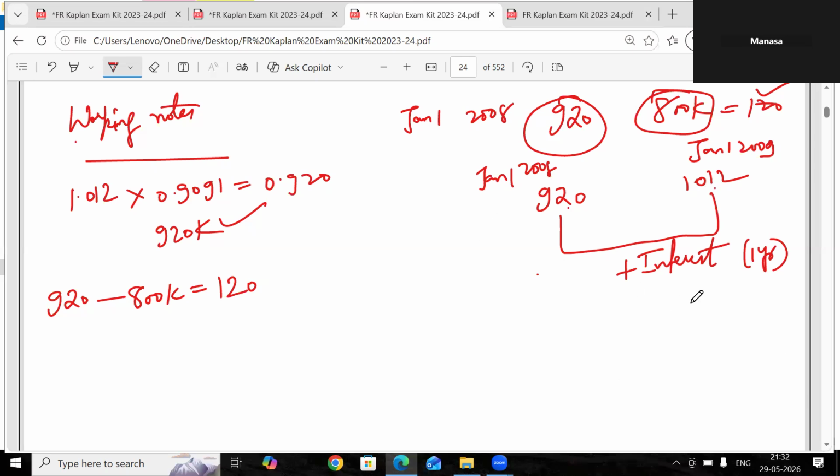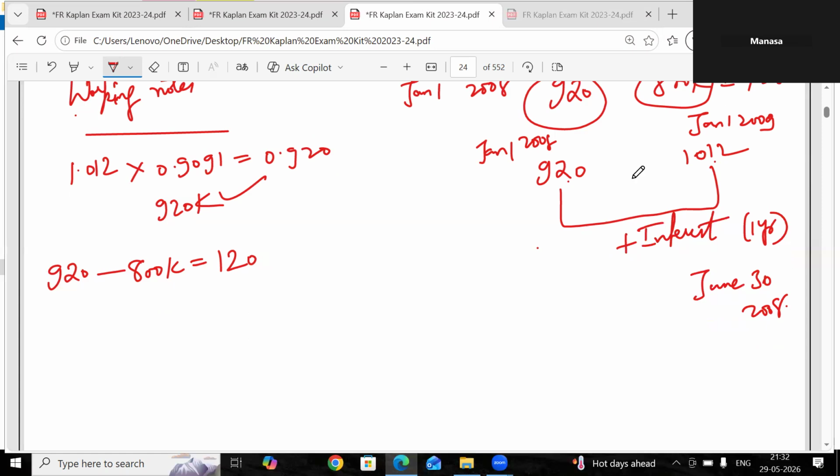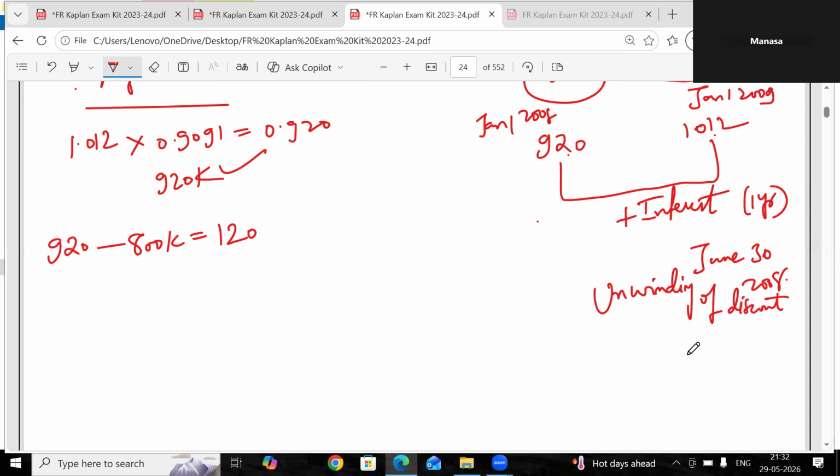But you see, we are closing the books on June 30th, 2008. So we can't take the whole 1 year's interest, right? We have to take the 6 months' interest. Yes or no, Mansa? In 6 months, the liability will become 920 plus the 6 months' interest. We call it unwinding of discount. Yes, sir. Very important point. Unwinding of discount is nothing but interest cost, extra interest cost. So how will we calculate it?